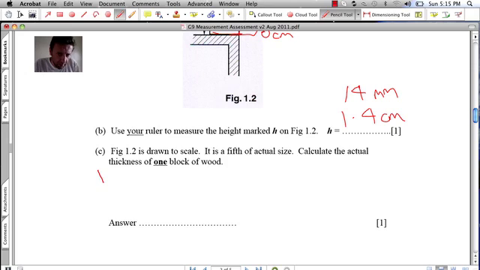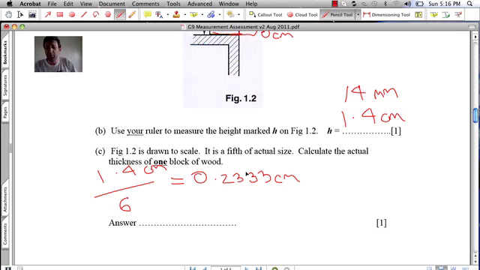They are 1.4 cm high. There are 6 of them. So 1 is 0.23333, something like that. Okay, so that's what 1 block is. But it's done to scale. So the actual drawing is a fifth of the size. So what is the actual size of 1 block? We'll do 5 times 0.23333.